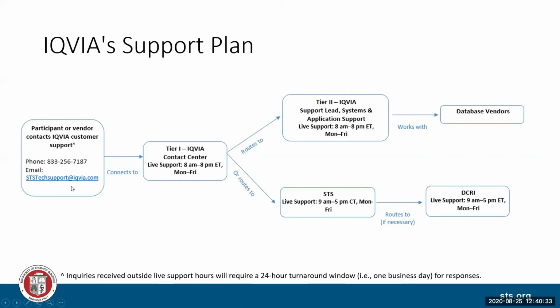As you know, when you initially contact IQVIA, you're connected with their support. You can reach them via phone or email at the contact information located here on the screen. Once you contact IQVIA, you are connected with Tier 1. There is live support available 8 a.m. to 8 p.m. Eastern Time, Monday through Friday. IQVIA will either answer your question, or if they are unable to answer your question, they'll issue you a ticket number, and your ticket will be routed to either Tier 2 support for follow-up, or your question will be routed to STS.